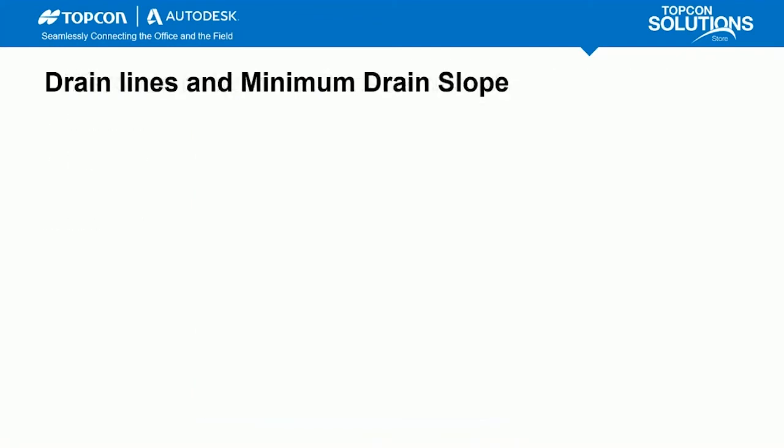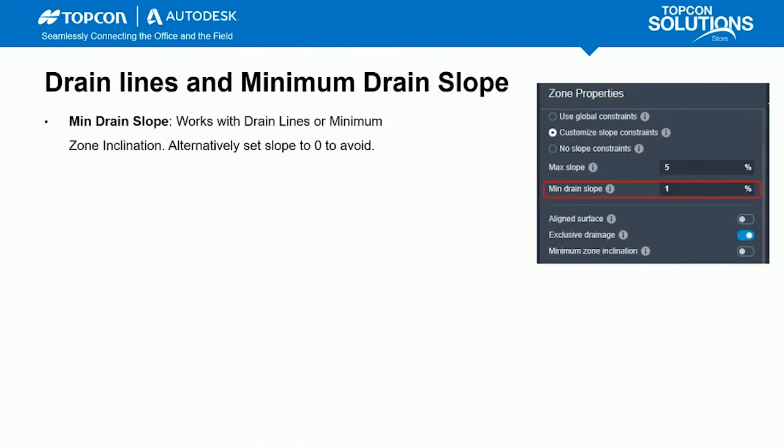Drain line and minimum drain slope. So this can be a bit confusing. Min drain slope works with drain lines or minimum zone inclination. And one thing you can do is, if you don't want to have any drainage on your site, just set it to 0 to avoid it. So you'll see that in this zone properties, the min drain slope is 1%. That means the min slope on that surface is 1%, and it's going to drain towards a certain direction.